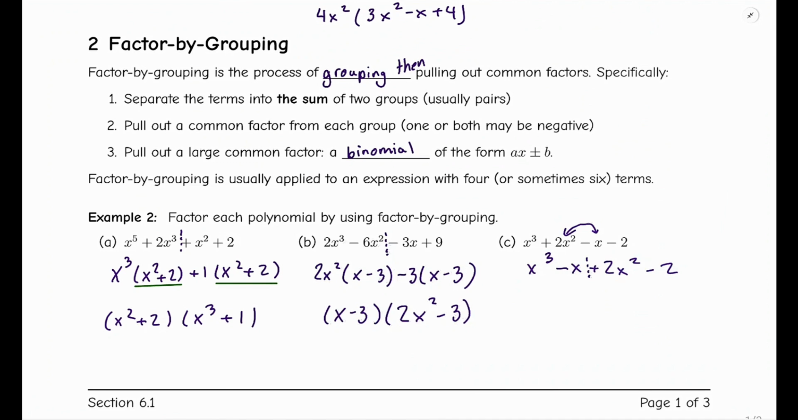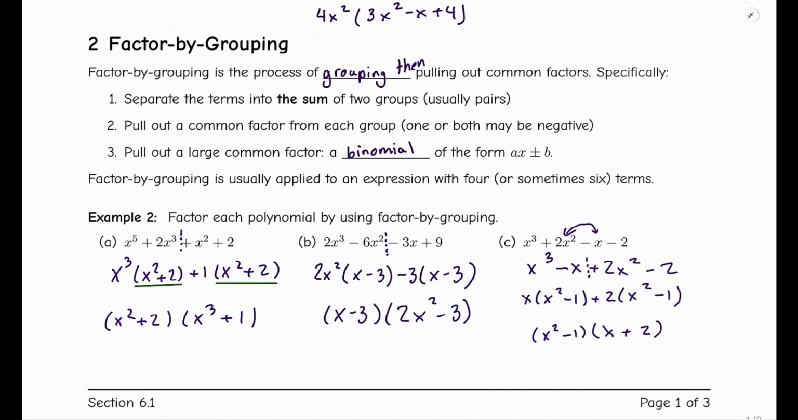What do the first two terms have in common? An x, and we're left with x squared minus 1. What do the second two terms have in common? A 2, and we're left with an x squared minus 1. And now the x squared minus 1's are in common. I can factor that out, and we get x squared minus 1 times x plus 2. And that's how we factor it by grouping.